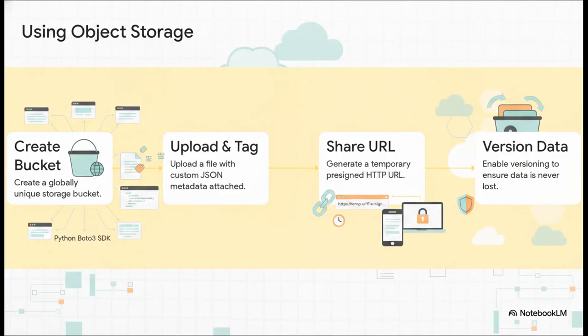When we look at the code logic to actually interact with object storage, say using an SDK like Python's Boto3, you're going to notice something totally different. You aren't mounting anything to a server. You simply make web requests. You create a globally unique bucket. Then you upload a file directly to that bucket, maybe attaching some custom JSON metadata, like the user ID of whoever uploaded it. You can even generate a secure, temporary, pre-signed HTTP URL to let someone else download that specific file securely. Oh, and you can enable versioning, so even if an object is overwritten, the previous version of that data is never lost.